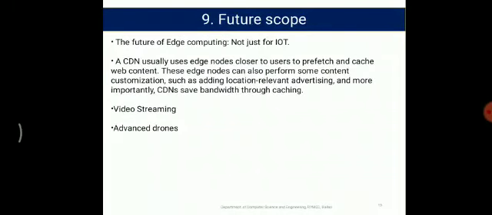Next is the future scope. The future of edge computing is not only IoT, it is also used in many networks. A CDN usually uses nodes closer to the users to prefetch and cache web content. These edge nodes can perform some content customization such as location-relevant advertising, and more importantly, a CDN saves bandwidth and caching. Video streaming.